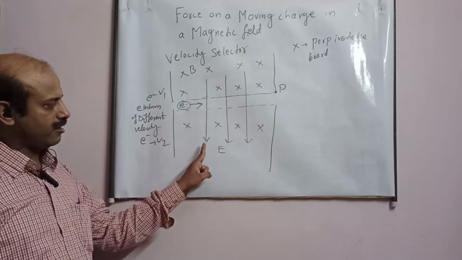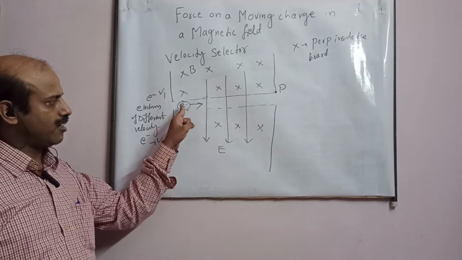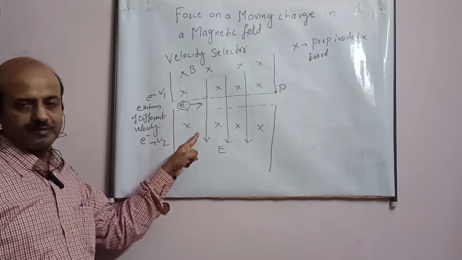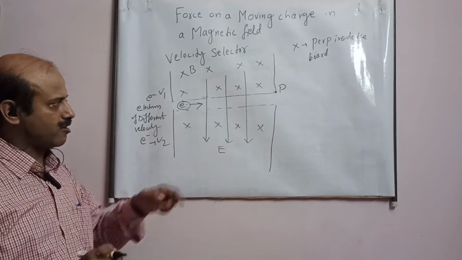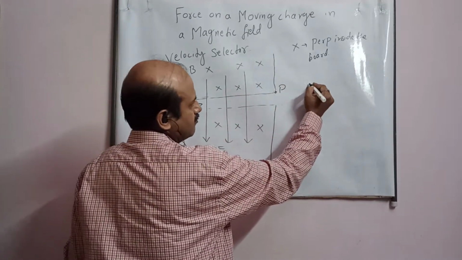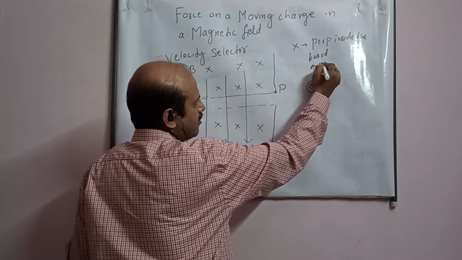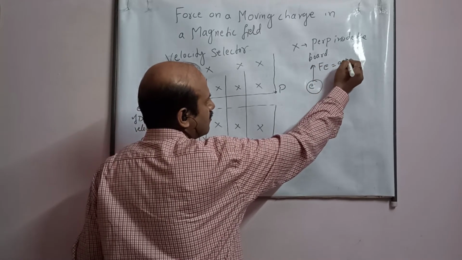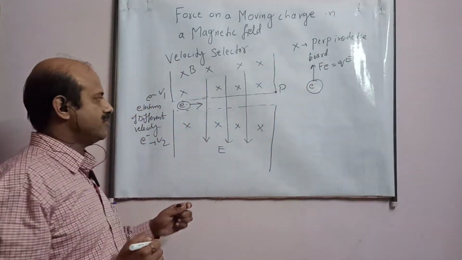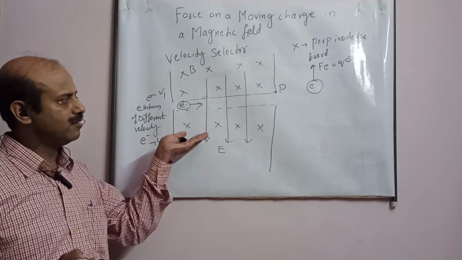First thing you see electric field, student. It will exert force on the electron. Which direction? Opposite to the direction of electric field. So on this electron, the electric force is in the upward direction, given by qE, because electric field is in the downward direction, it is a negative charge, so the force will be in the upward direction.